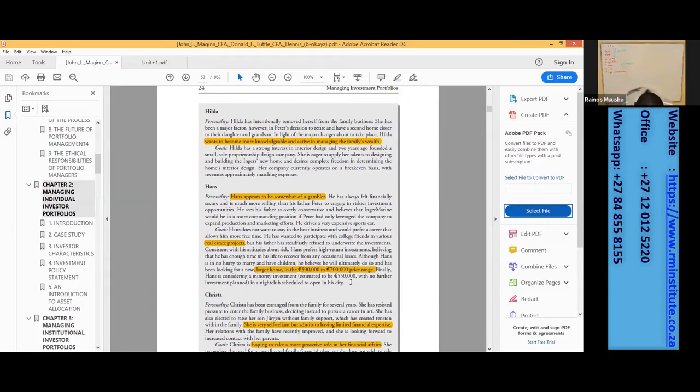Hans would be described as a spontaneous investor. Reason being, he is prepared to take on more risk, which means that he's got less risk aversion. He is prepared to take on more risk mainly because he's always going to be looking to invest in investments that are able to provide a high return, high return type of investments as well. So it basically means Hans is considered to be a spontaneous investor.